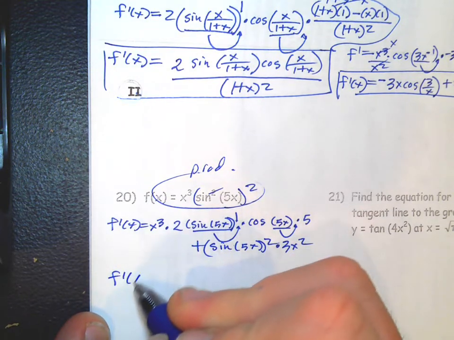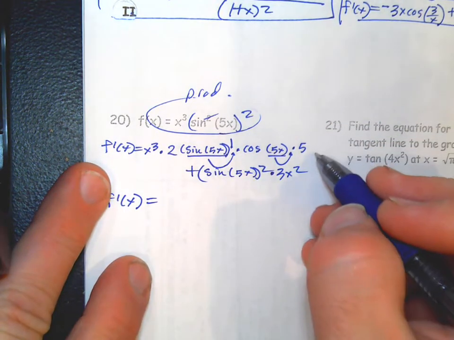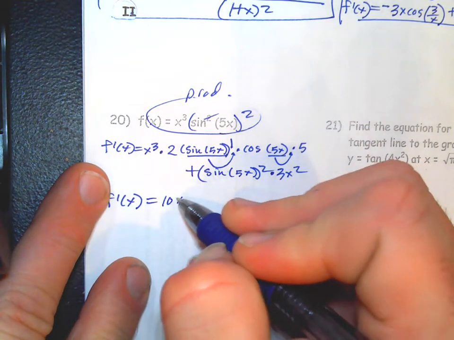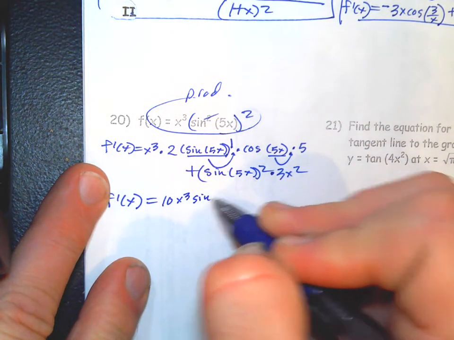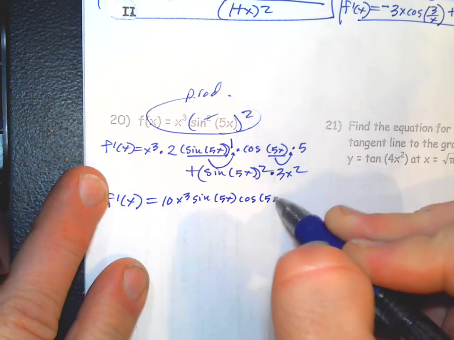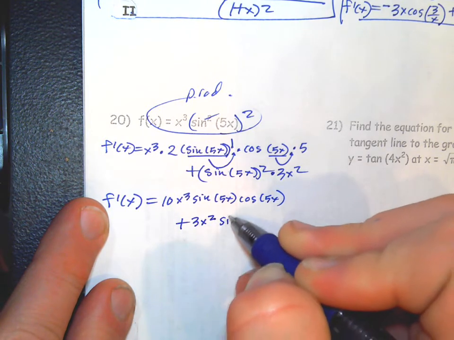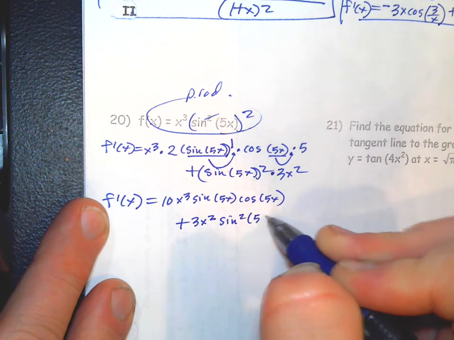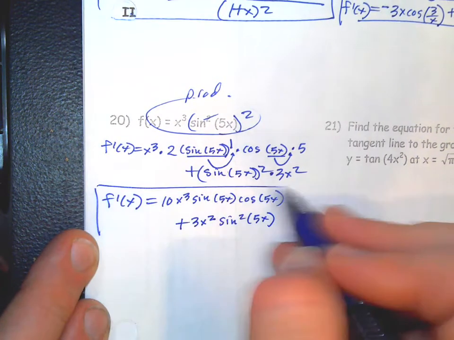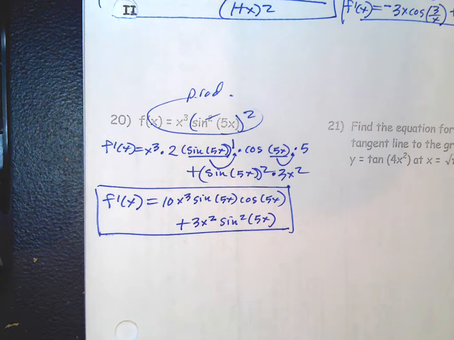So there it is. We try and clean it up. 10x cubed sine 5x cosine 5x plus 3x squared sine squared 5x. Something like that. Looks good. Okay.